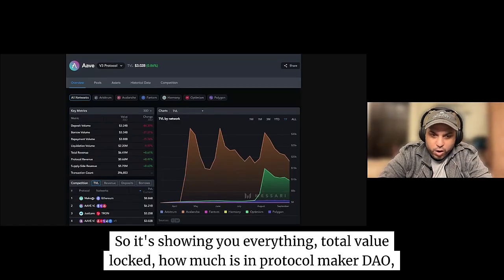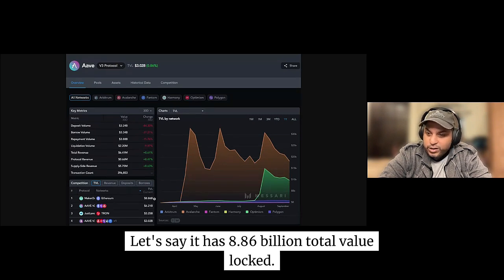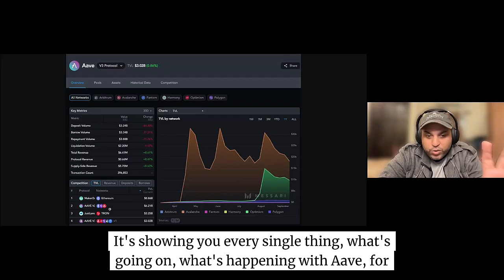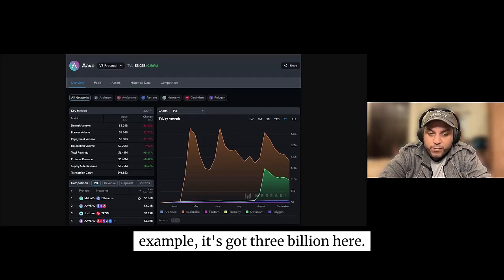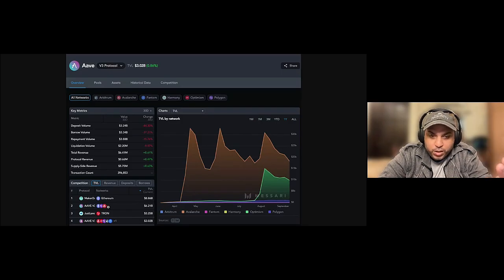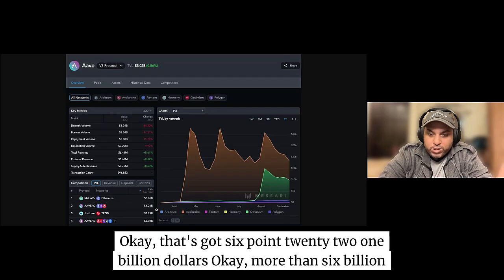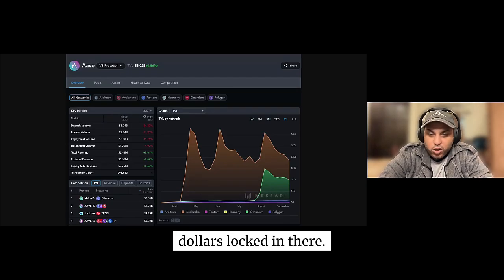Total value locked: how much is in protocol MakerDAO, which is a network. It even tells you the network Ethereum. Let's say it has 8.86 billion total value locked. It's showing you every single thing, what's going on, what's happening with Aave, for example. It's got 3 billion here. Then we've got Aave on the networks like Polygon, Avalanche, and Ethereum. That's got $6.21 billion. More than $6 billion locked in there.